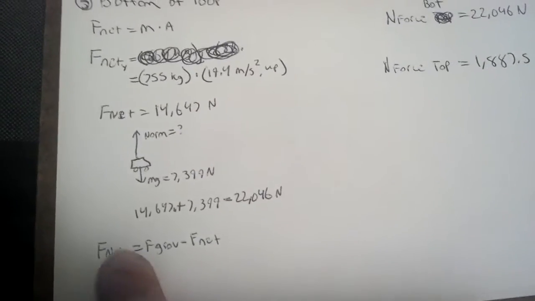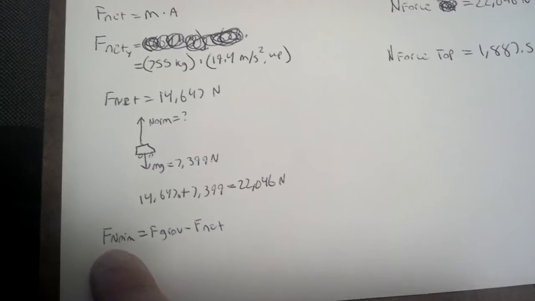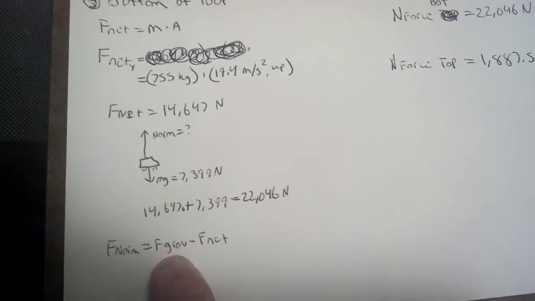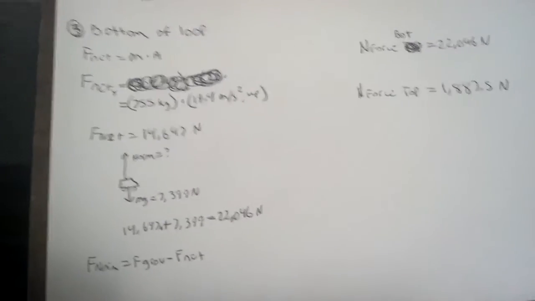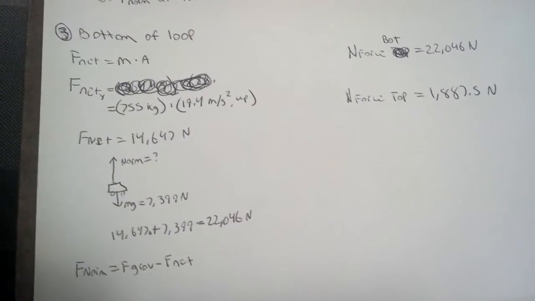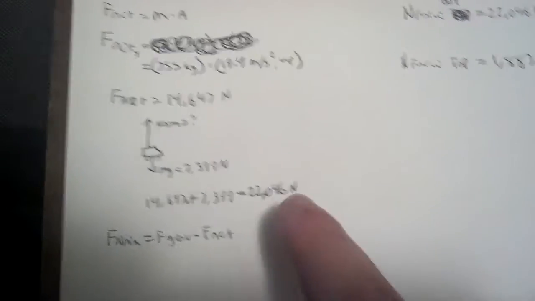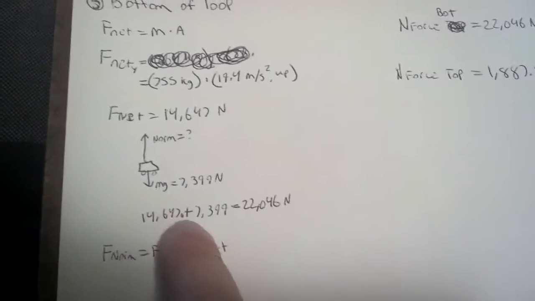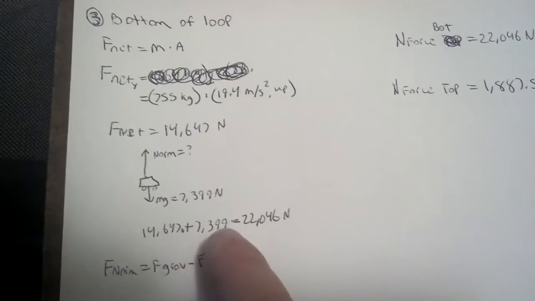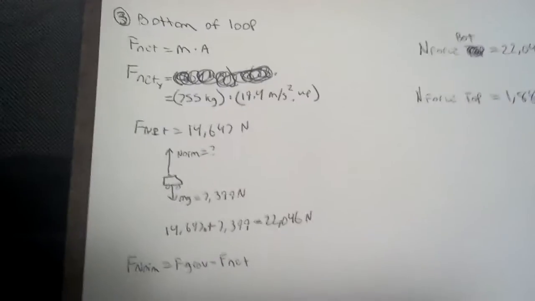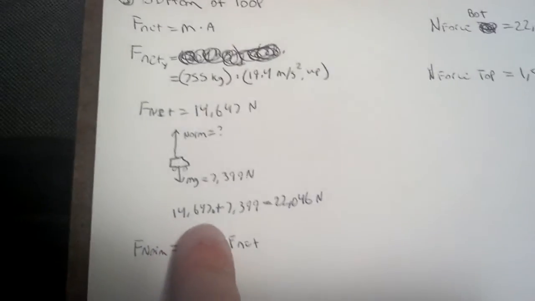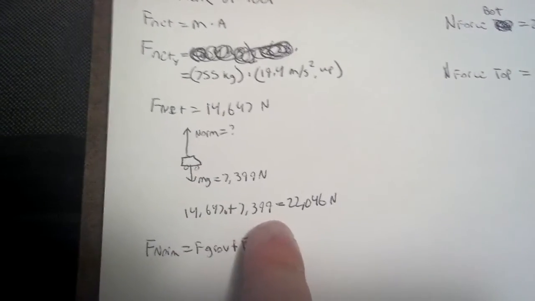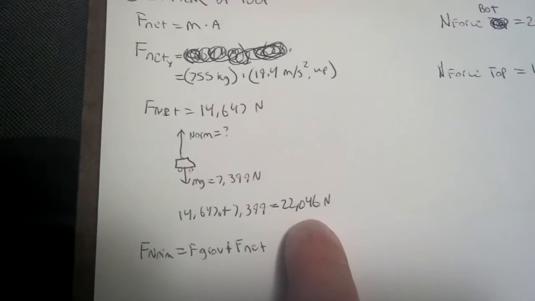So the equation will come out to the normal force equals the force of gravity minus the net force. And that comes out to 14,647 plus... Wait, did I do that backwards? Yeah, I did. That's supposed to be a plus sign. Okay. 14,647 plus 7,399 gives you 22,046 newtons.